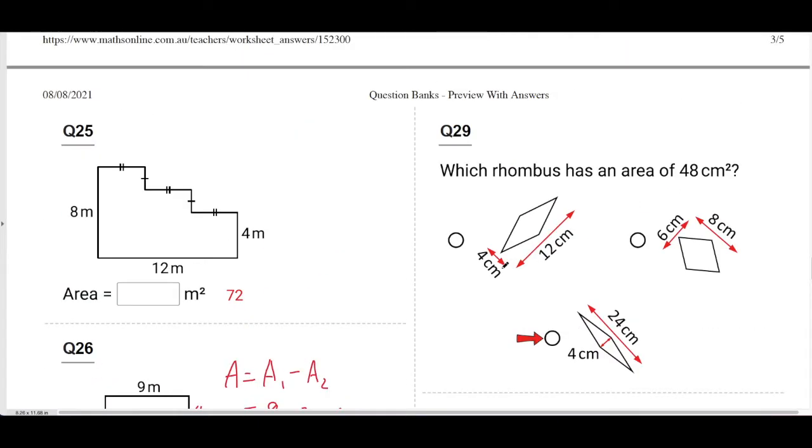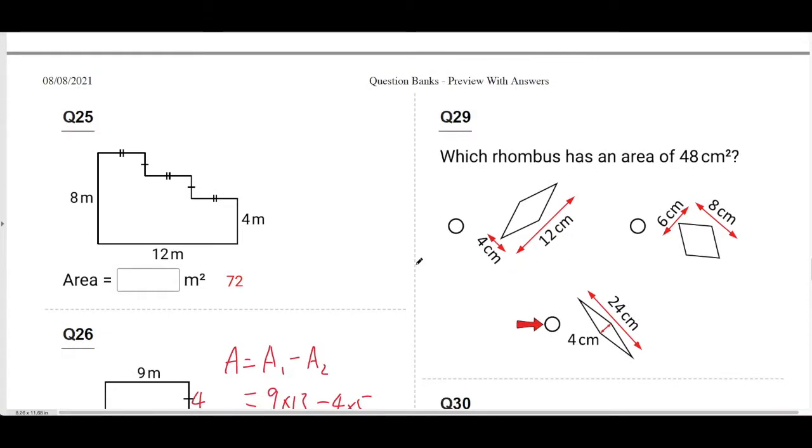Question 29. Which rhombus has an area of 48? Okay, so remember, to find the area of a rhombus, you multiply the two diagonals and then you halve it, right? Area equals half times x times y. So basically pick the one where it gives you 48. So what's half times 4 times 12? Well, that's not 48. Half times 6 times 8? That's not 48. Half times 4 times 24? That is 48. Okay. All right, so that's another orange question.